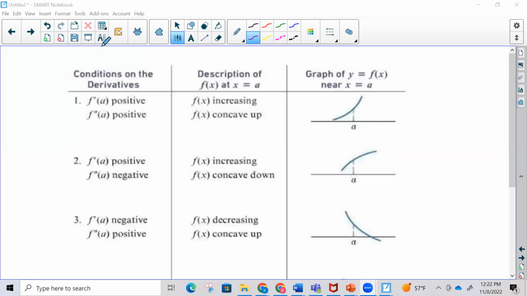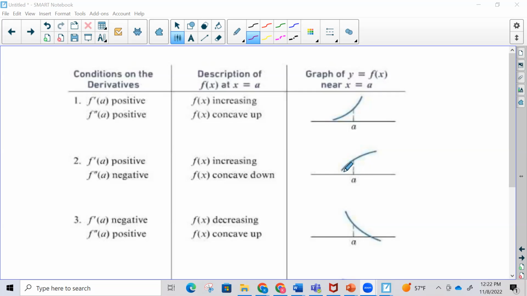Okay, so a little bit more with the second derivative and increasing, decreasing, just kind of a summary. If we look at these graphs, at this point A, we know that the derivative is positive because f of x is increasing. And we know that the second derivative is positive because f of x is concave up.